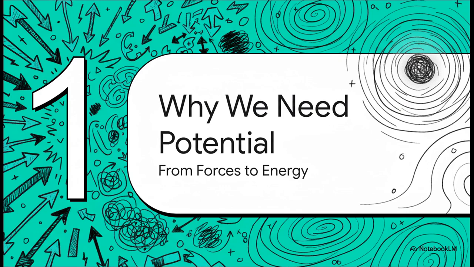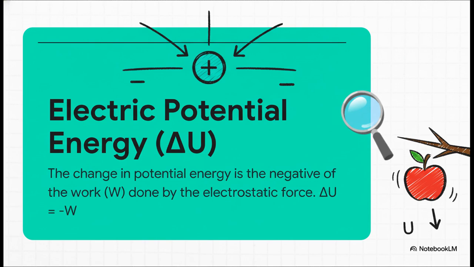First up, we're going to dig into why physicists even bothered to make this shift. Trading the headache of vector forces for the beautiful simplicity of scalar energy. So the whole reason we can even do this is because the electric force is what we call conservative. Now, that's a huge deal in physics. It means we can directly connect it to potential energy. And the rule, as you can see, is pretty straightforward.